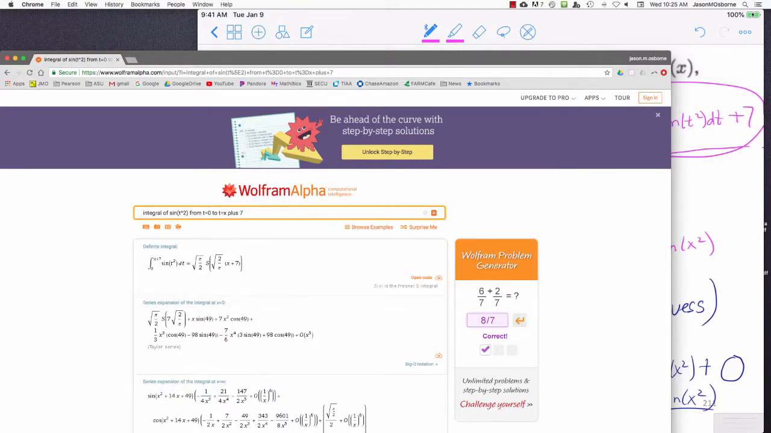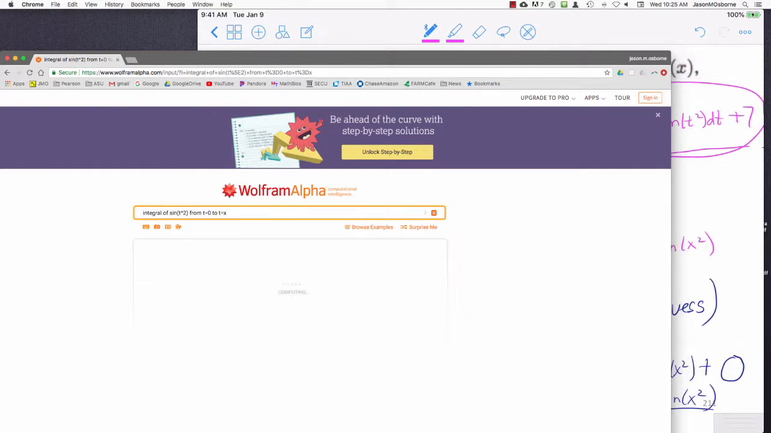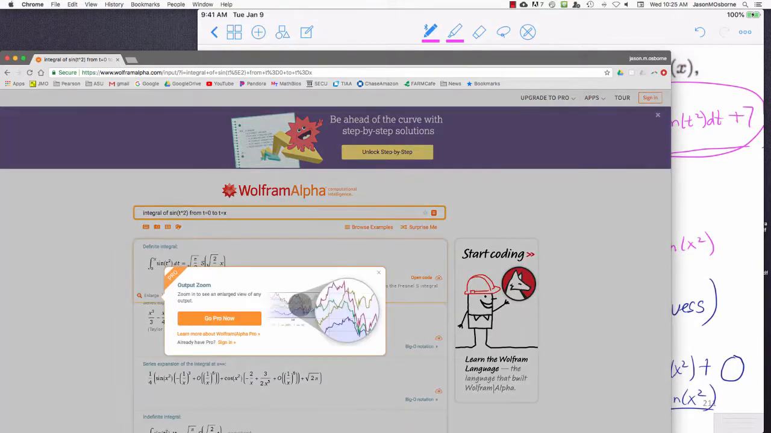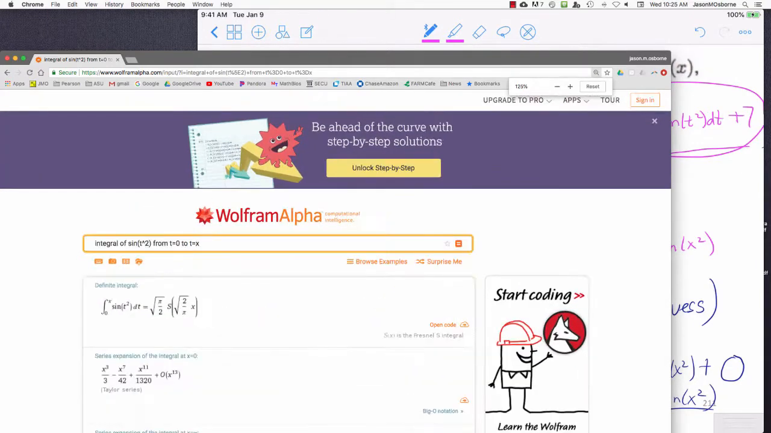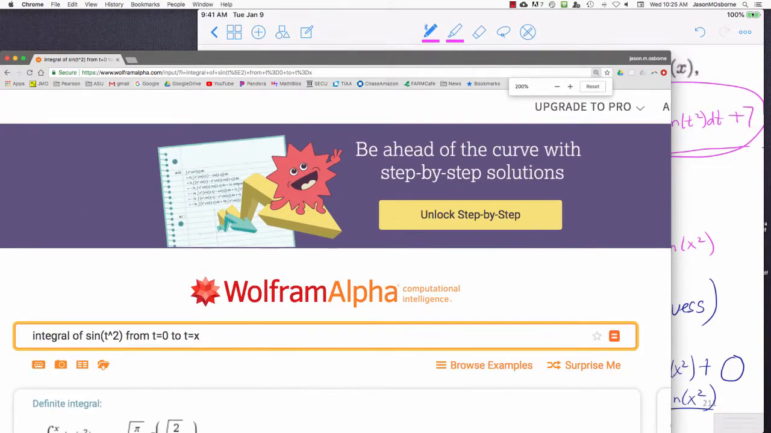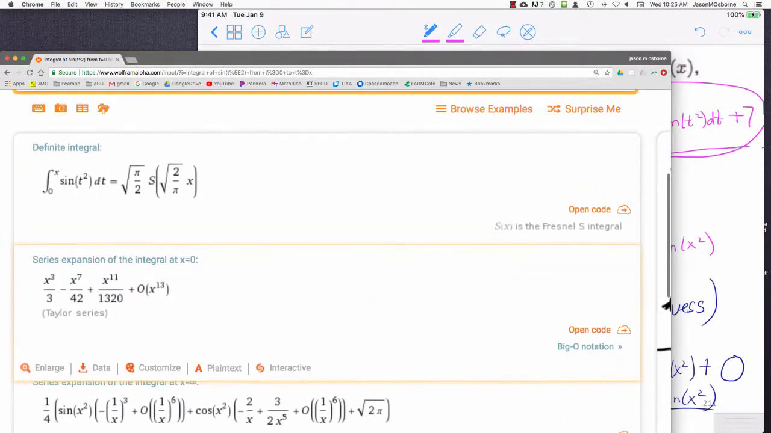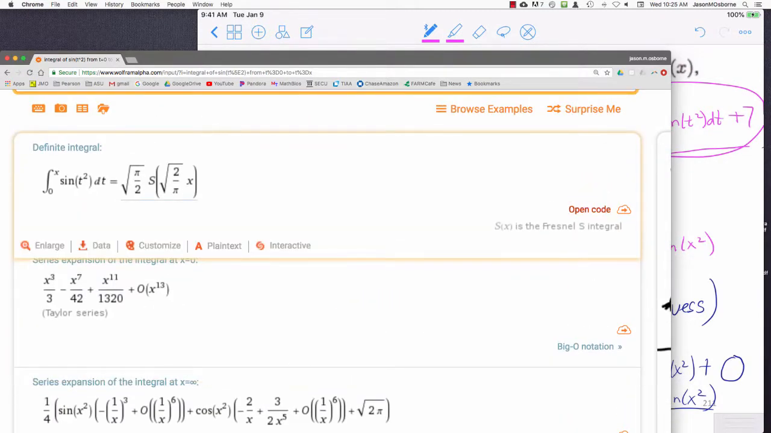See, the 7 got interpreted funny. So let me just do the integral from 0 to x. Okay? And then add 7 to this answer. Right? And that's why the integral from 0 to x is not a nice answer.